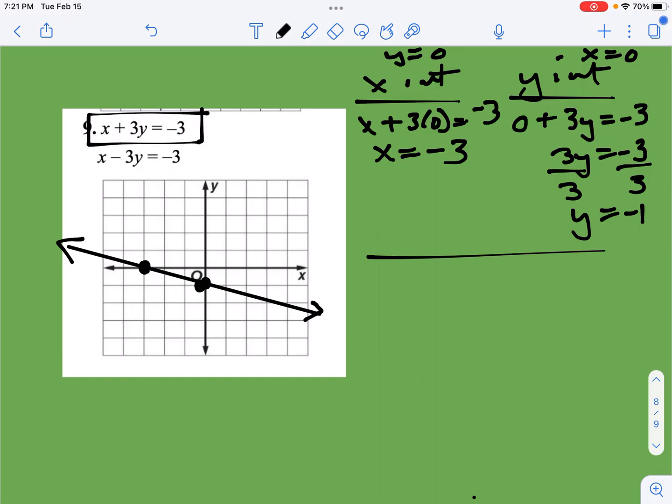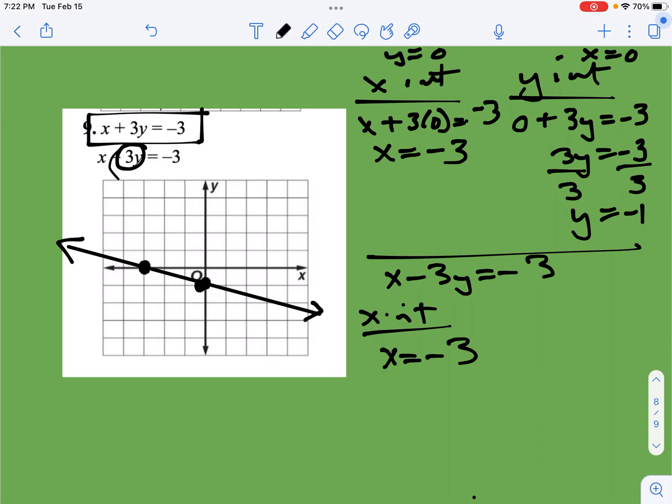All right, now for my second line, x minus 3y equals negative 3, my x-intercept, just know that y has to be 0, is going to be the same. I'm going to wind up with x equals negative 3, because you can see that if I zero out this term, you're just left with x equals negative 3. So let's erase that mess I just made. And I don't have to plot that point again, because it's right there. That's where it is.